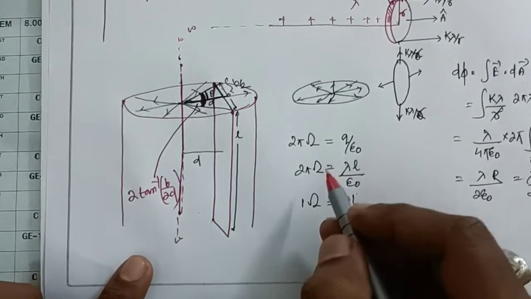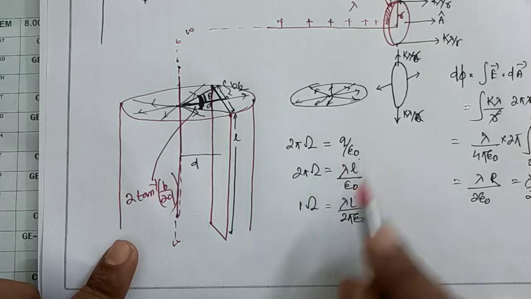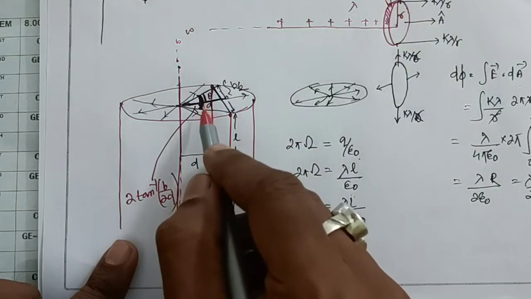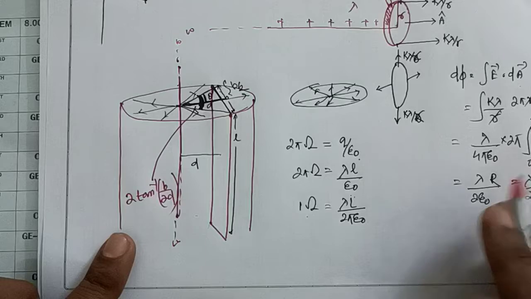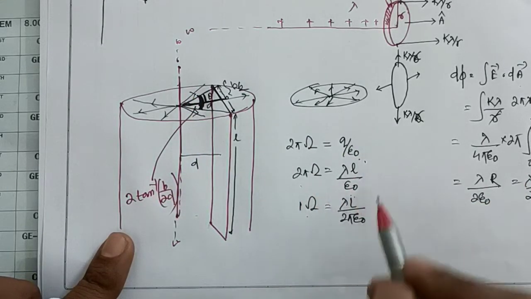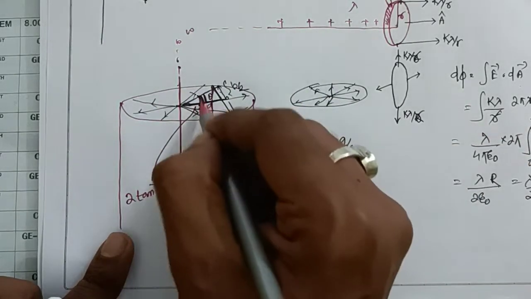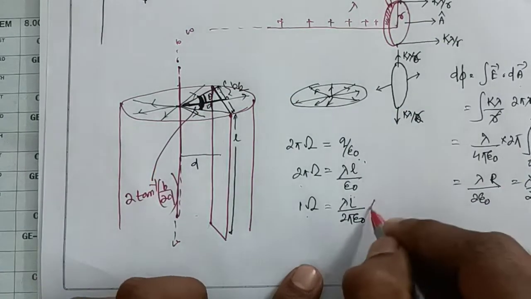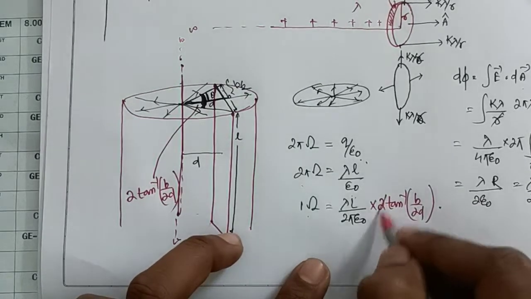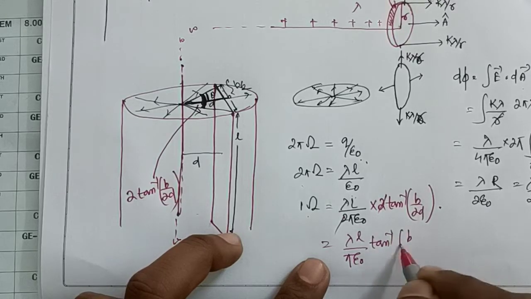So for 2 pi angle, the flux is q by epsilon naught, that is lambda L upon epsilon naught. For one angle, we get lambda L upon 2 pi epsilon naught. And for this angle, if someone asks how much flux, it is multiplied by 2 tan inverse B by 2D. So the 2 cancels, and this is lambda L upon pi epsilon naught into tan inverse B by 2D.